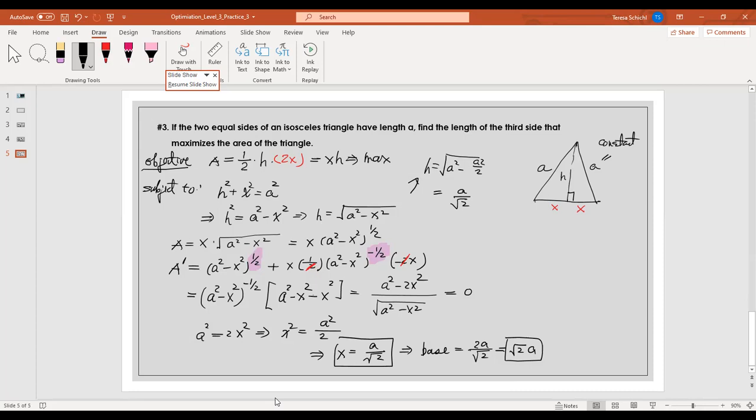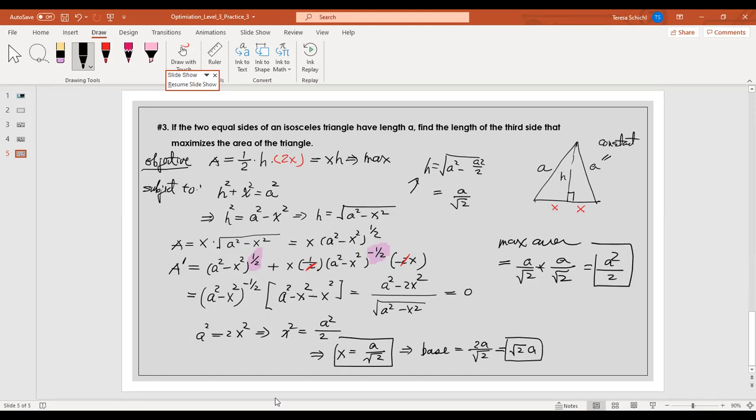All right. So what is my maximum area? My maximum area is x times h. So x is a over the square root of 2 times a over the square root of 2, right? Okay, so what is that? It is a squared over 2, right? So that is the maximum triangle area we can get from this isosceles triangle.